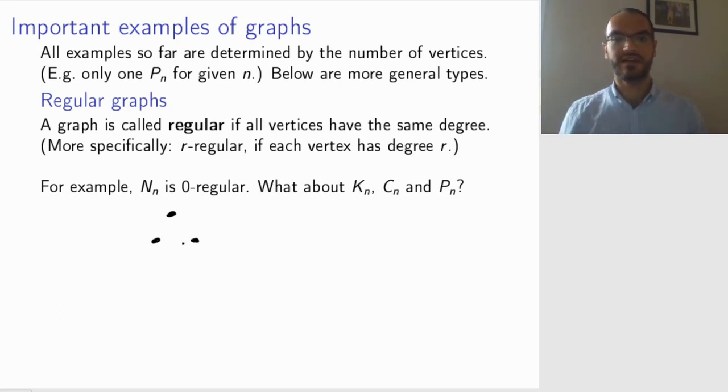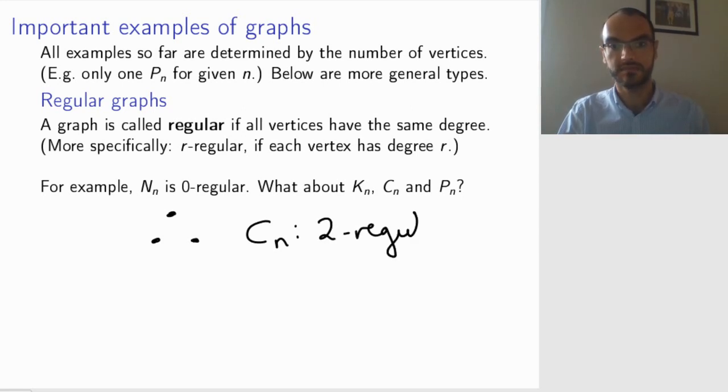Let's pause and think what you can say about Kn, Cn, and Pn. Are they regular? And in that case, what is the degree? Right, so let's start with Cn. So by definition, every vertex in Cn has degree 2. So Cn is 2 regular.